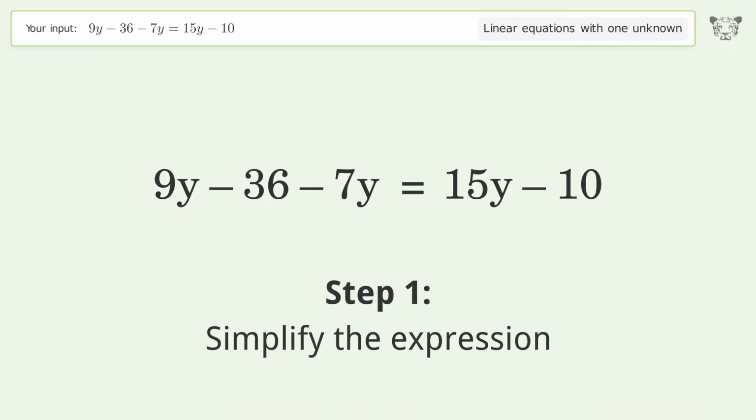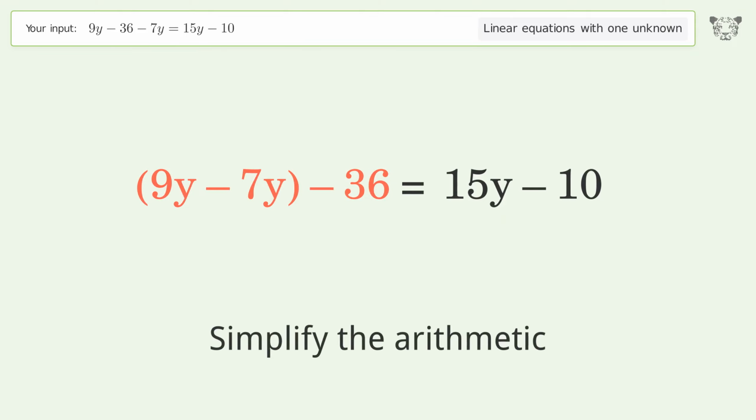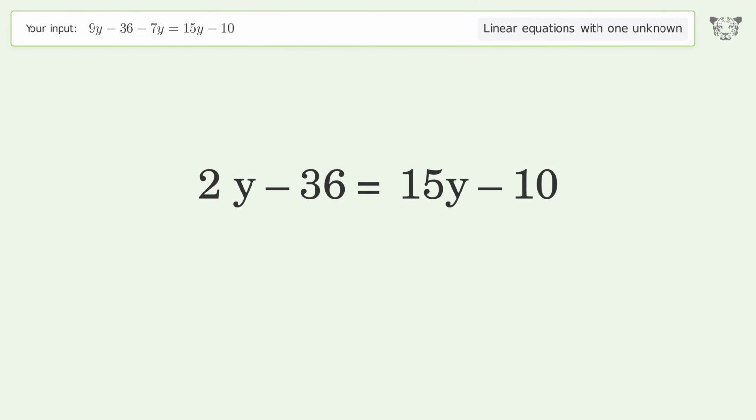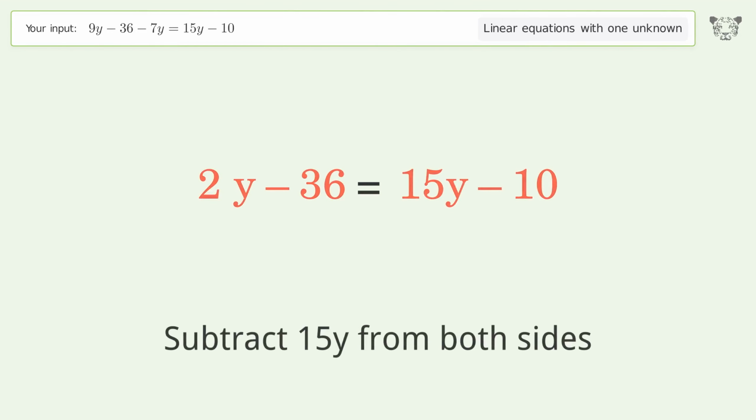Simplify the expression. Group like terms. Simplify the arithmetic. Group all y terms on the left side of the equation. Subtract 15y from both sides.